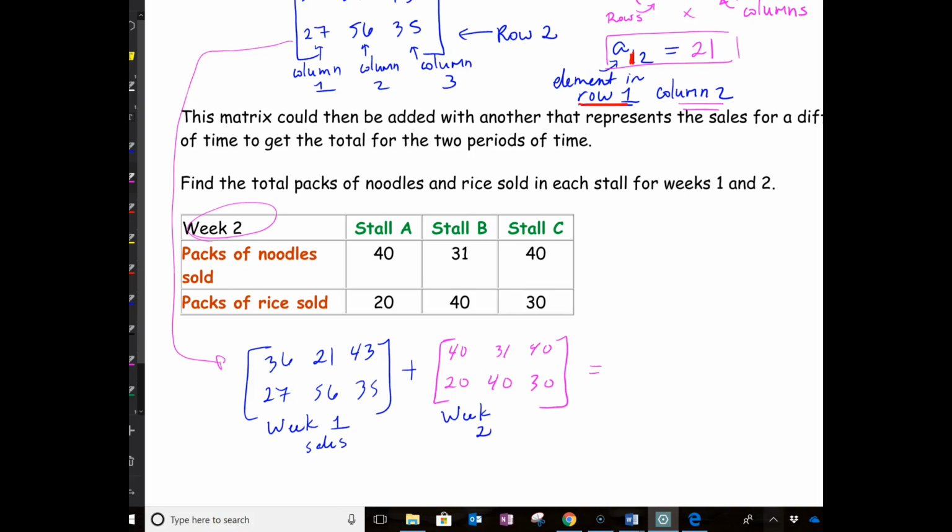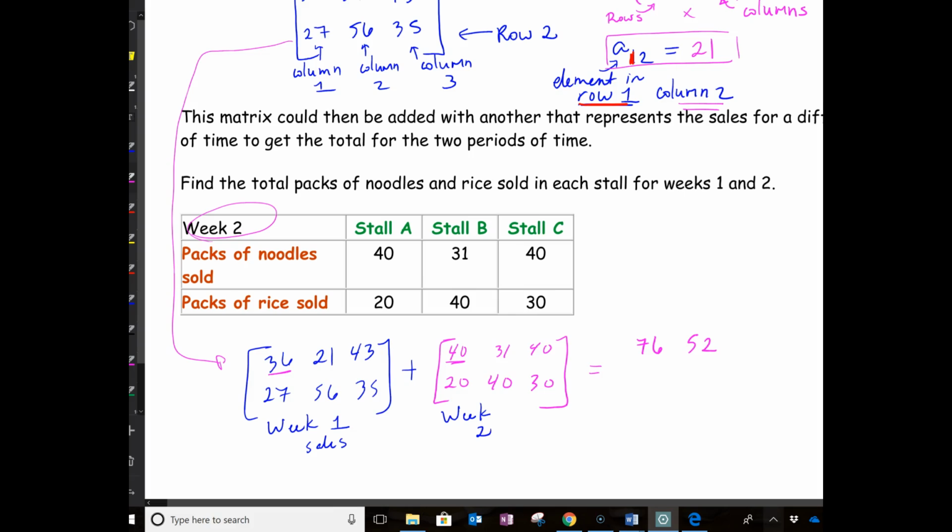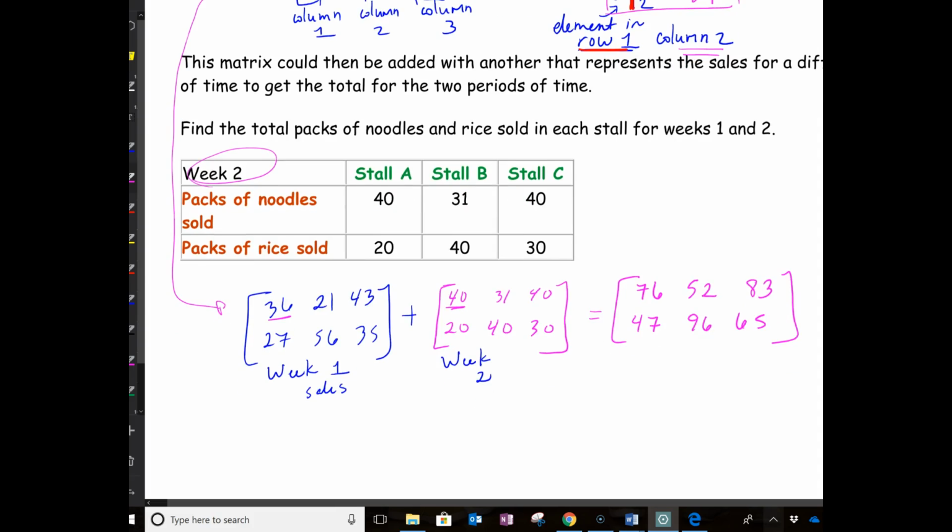How do you think we would add 2 matrices? Each spot, each corresponding element. So I would add 36 plus 40, and that would give me a 76. Add 21 plus 31, and that would give me a 52. Add 43 plus 40, and that would give me an 83. 27 and 20 would give me a 47. 56 and 40 would give me a 96. And 35 and 30 would give me a 65. And this would tell us our week sales from 1 and 2.